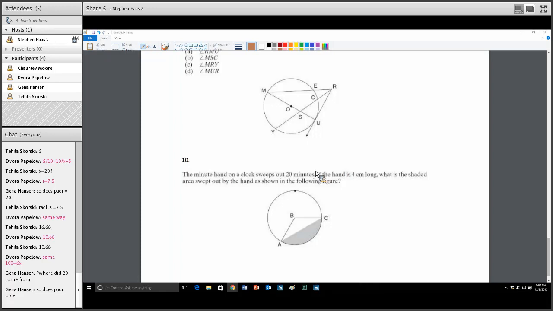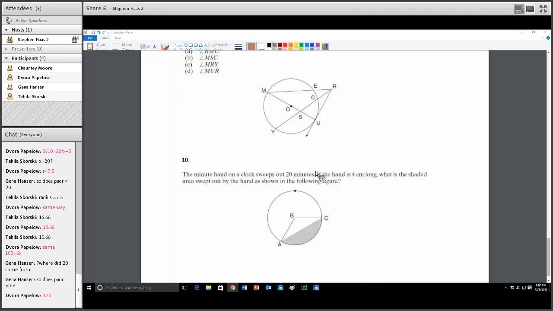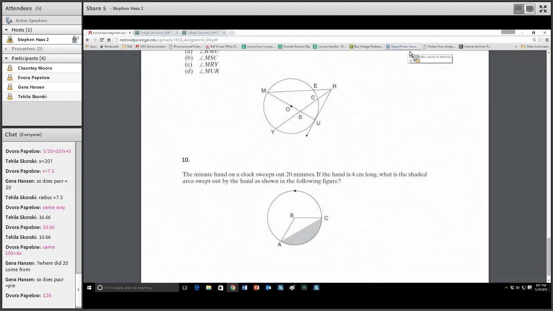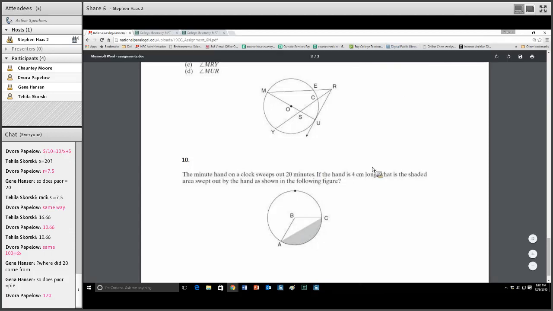Can anybody tell me what angle CBA is? It says the minute hand sweeps out 20 minutes. 20 minutes is how many degrees on a clock? It's 120 degrees. Why? Because 20 minutes is a third of an hour. A third of an hour means, in this case, a third of the whole circle. And the whole circle is 360 degrees, which means a third of it is going to be 120 degrees. Once you know that angle ABC is 120 degrees, then you can figure out the rest. They tell you the hand is 4 centimeters long, and the rest, hopefully, should be doable.